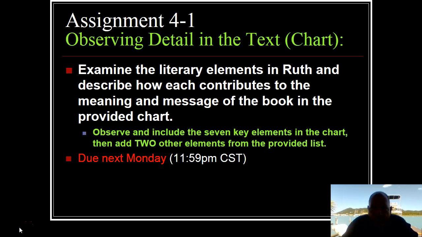In assignment 4.1, observing detail in the text. It's a chart assignment and you have some support on Blackboard, but I want you to examine the literary elements in Ruth and describe how each contributes to the meaning and message of the book in the provided chart. Observe and include the 7 key elements in the chart, then add 2 other elements from the provided list.